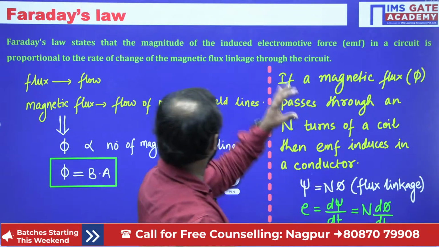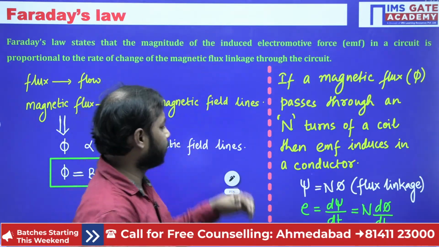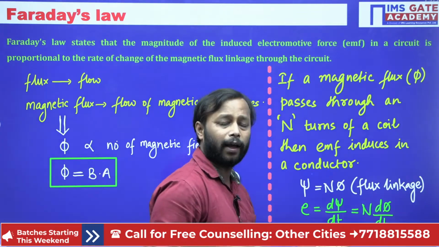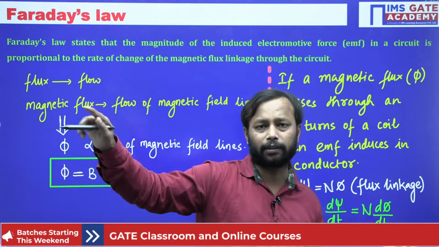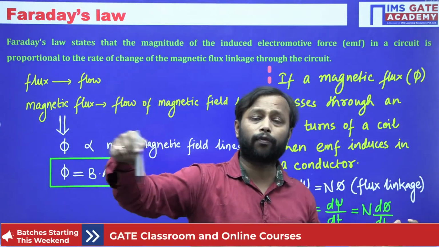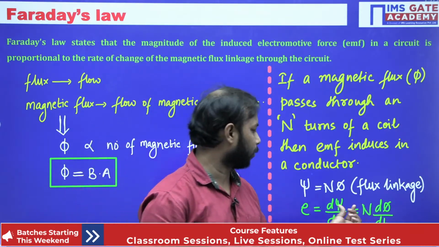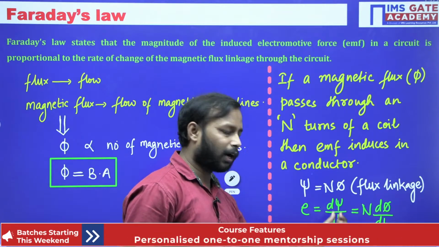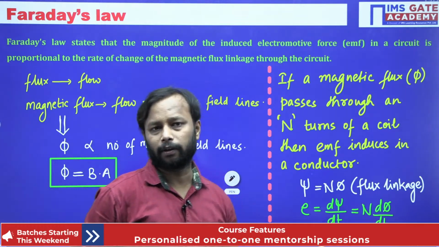So the statement that I have written here in green is related to this d psi by dt, whereas in some other books you may find Faraday's law like this: a rate of change of flux will induce an EMF. Both are the same. This gives the rate of change of magnetic flux and this gives the rate of change of magnetic flux linkage.